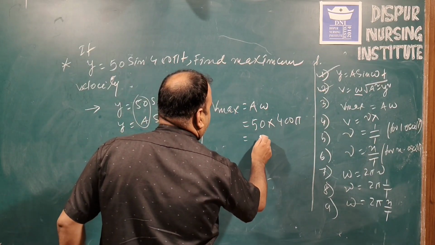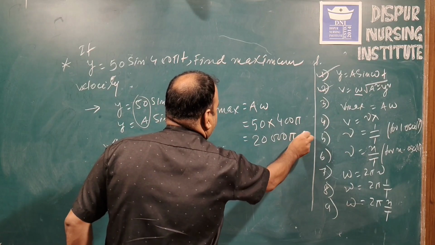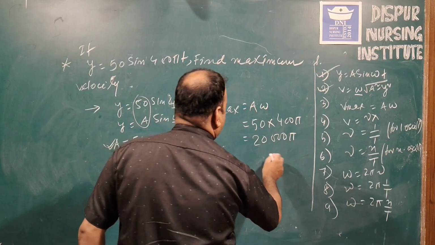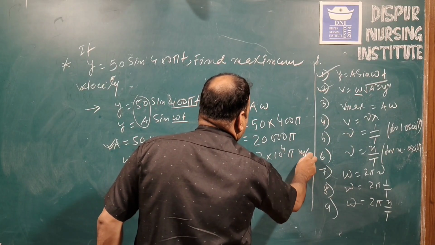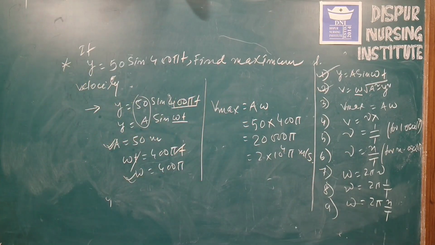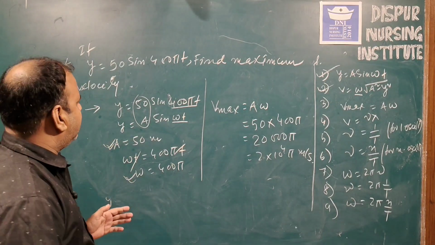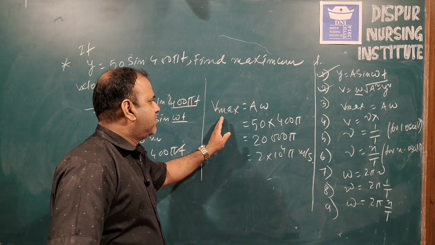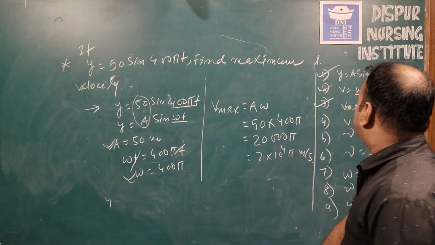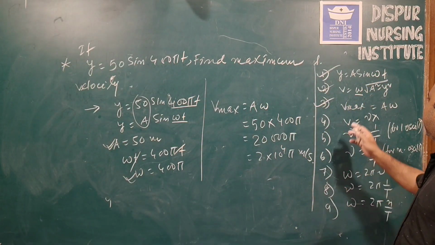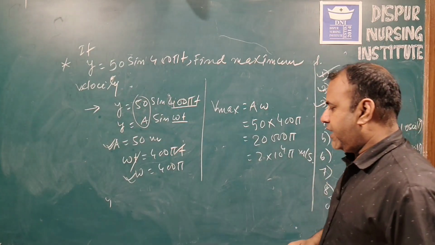So that means it will be 20000 pi, that is 2 times 10 to the power 4 pi meter per second. So this is the maximum velocity. So in this way we can easily calculate the value of maximum velocity. So this part is done, maximum velocity we have calculated, and angular velocity omega we have also calculated.